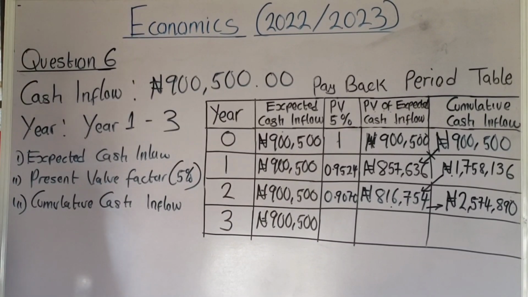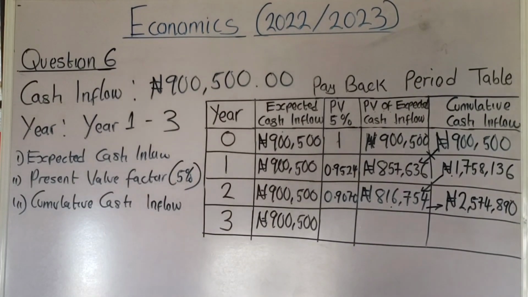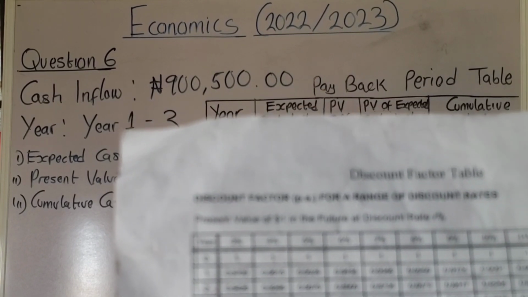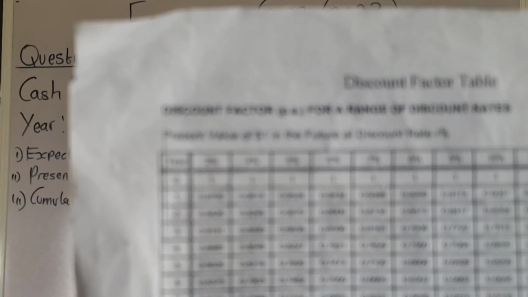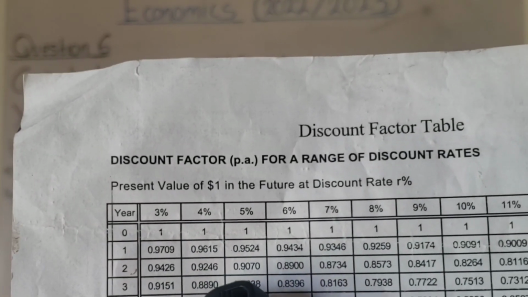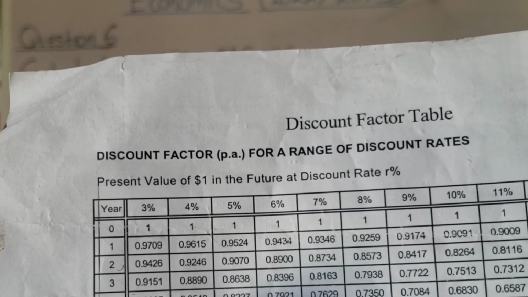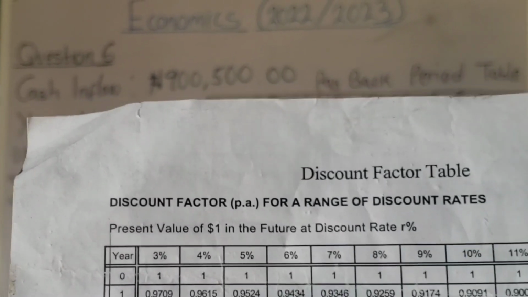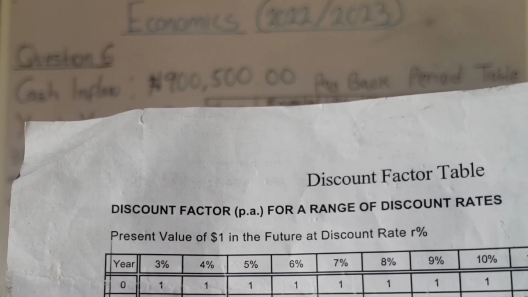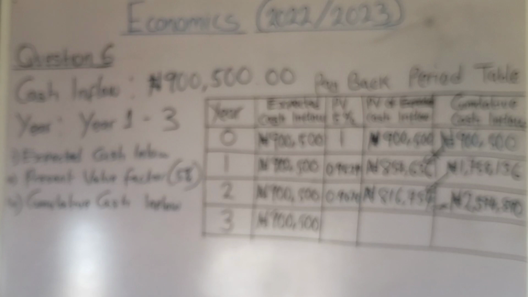PV, the present value at 5% of the third year. We are still going to use our discount factor table. If you want to use the discount factor table, I'm very sure you know how to use it now. Just go to year 3 under 5%. If you check the table, you can see year 3 under 5% is 0.8638. So that would be the PV at 5%.